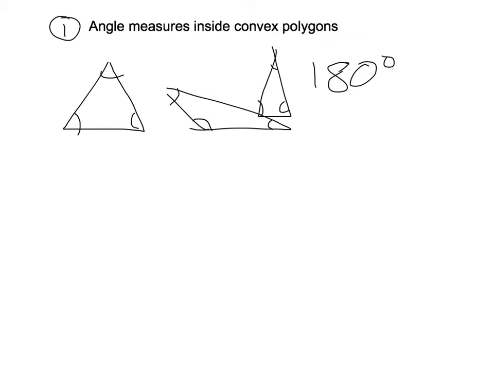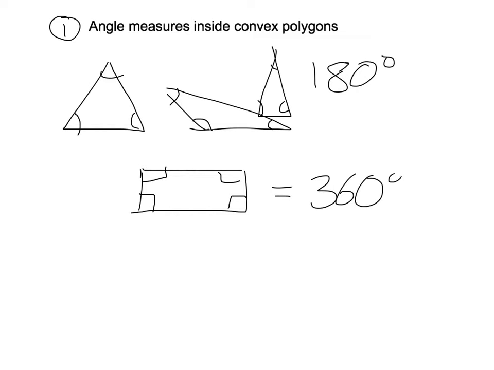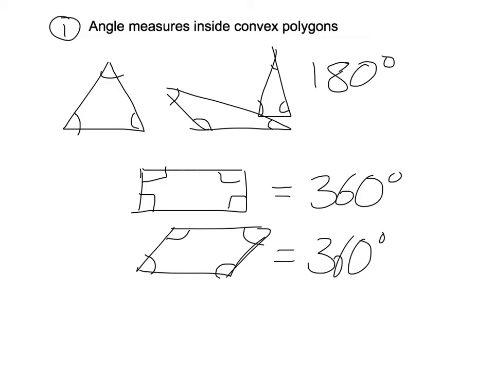Okay, so how about a square or a rectangle? Well, we know that rectangles contain 4 right angles, and we know that right angles are 90 degrees, right? So we have 4 90-degree angles, so that's going to equal 360 degrees. But also, the same thing goes with a parallelogram, okay? Some angle, some angle, some angle, some angle. All those added up are going to be 360 degrees as well. So how do we know that there's 180 degrees here, but 360 degrees inside of there? Well, I'm going to show you.